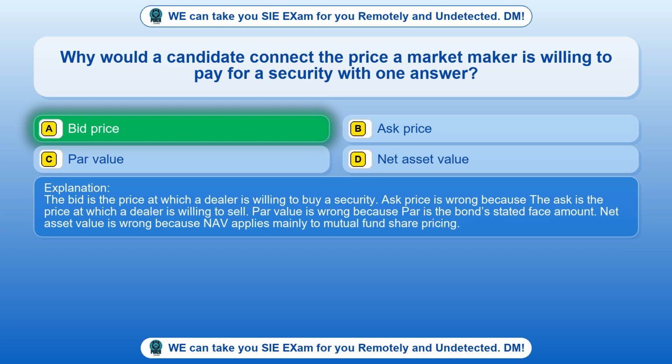Ask price is wrong because the ask is the price at which a dealer is willing to sell. PAR value is wrong because PAR is the bond's stated face amount. Net asset value is wrong because NAV applies mainly to mutual fund share pricing.